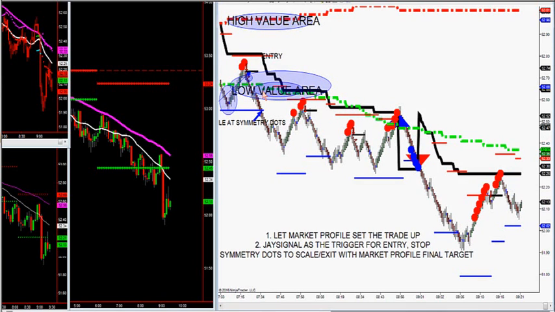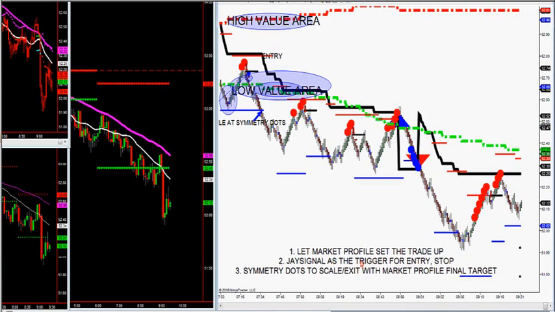So if I'm trading the 3 Sim Renko, which is my shallow retracement indicator, I only trade with the break of market profile and a retest with JaySignal as an entry. So my methodology is this. Let market profile set the trade up. Let JaySignal trigger for the entry. The stop's a black line. You scale out with the symmetry dots.